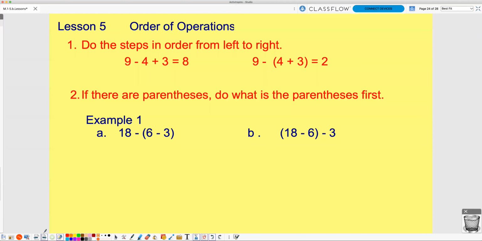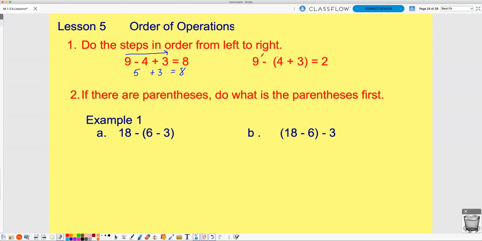So order of operations, it's pretty important. Do the steps in order from left to right. Look at how important it is. If you just do it from left to right, this one has no parentheses. So I'm just going to be working from left to right. 9 minus 4 is 5. 5 plus 3 equals 8.